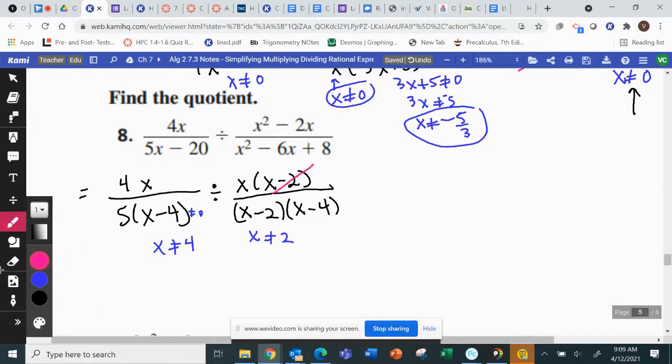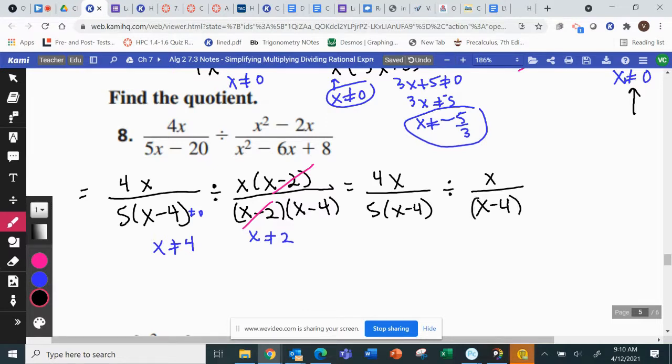There we go. All right, cancel out the x minus 2s. That's going to give me 4x over 5 times x minus 4 divided by x over x minus 4.